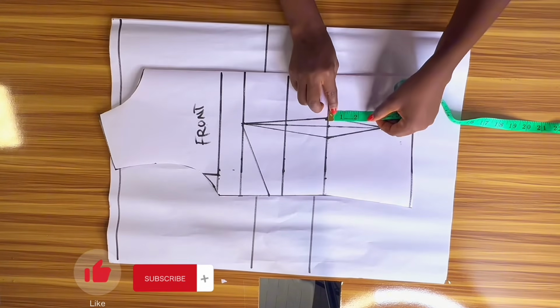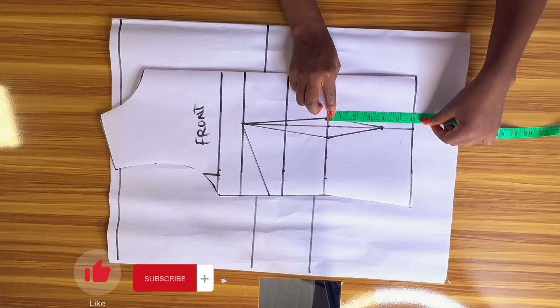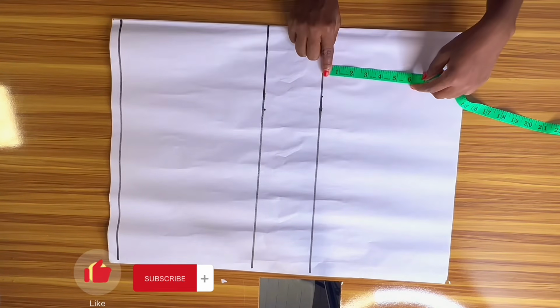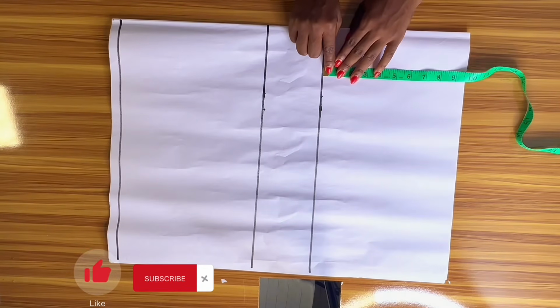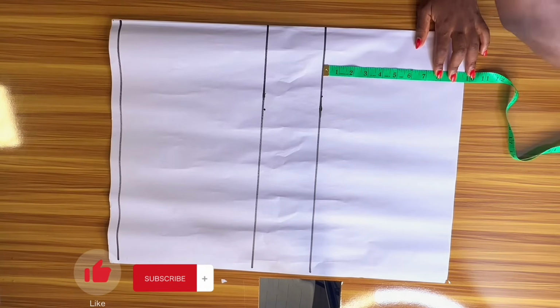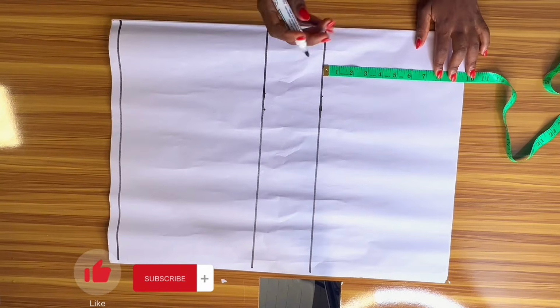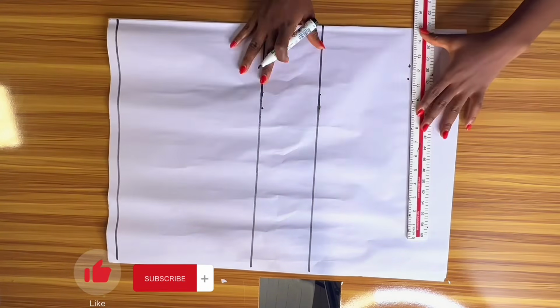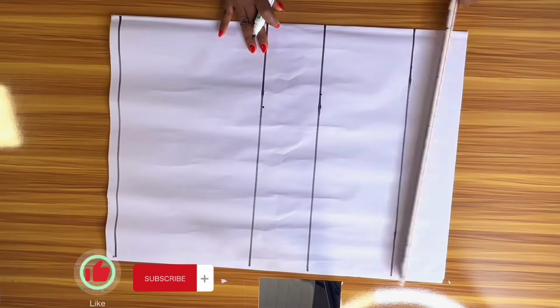So now to get our hemline, what I'm going to do is get the front pattern paper. I'm going to measure from the waist to the hemline of the front, so that whenever I'm joining it, everything will be equal, just the way I'm doing right now. So I'm going to measure from the waist to the hemline, which is 6 inches. I'm going to transfer it to the back pattern. Then I will draw the horizontal line.